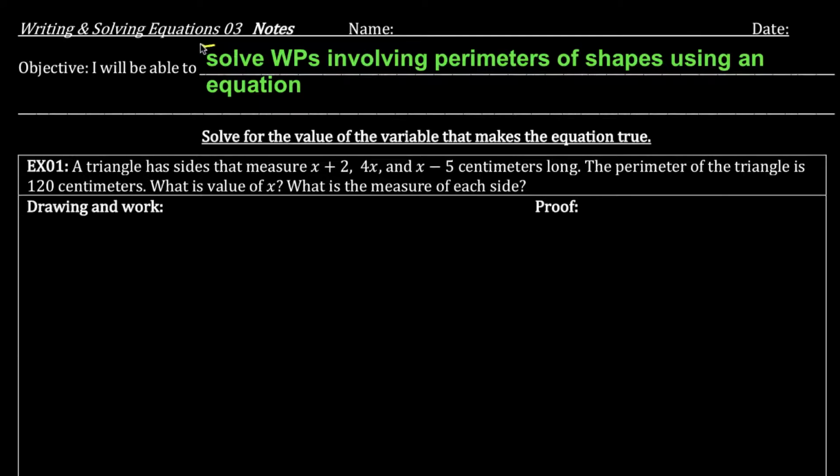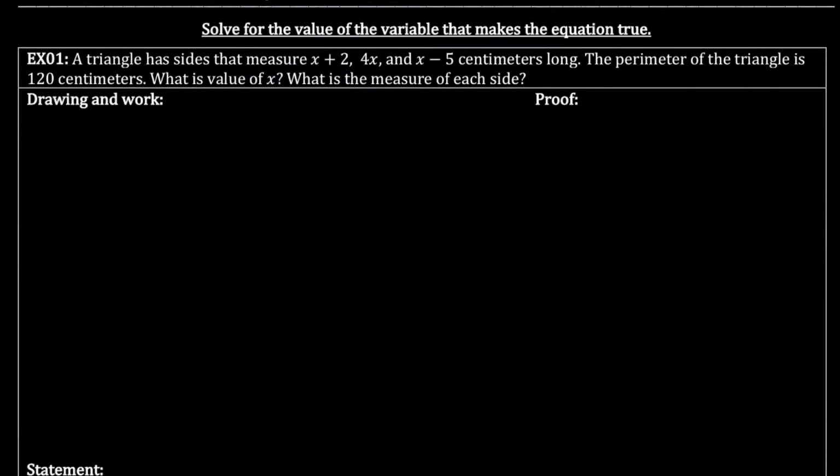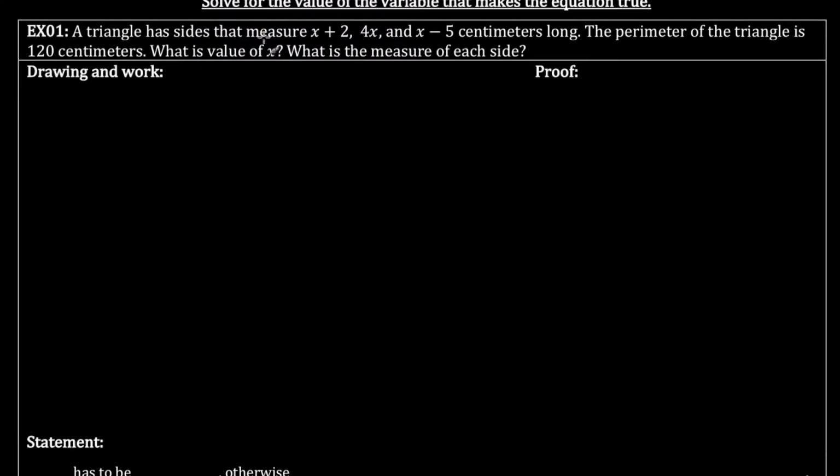In this lesson, we are going to solve word problems that involve perimeters, or the perimeter of a shape, using an equation. So this first problem reads, a triangle has sides that measure x plus 2, 4x, and x minus 5 centimeters long. The perimeter of the triangle is 120 centimeters. What is the value of x? What is the measure of each side?